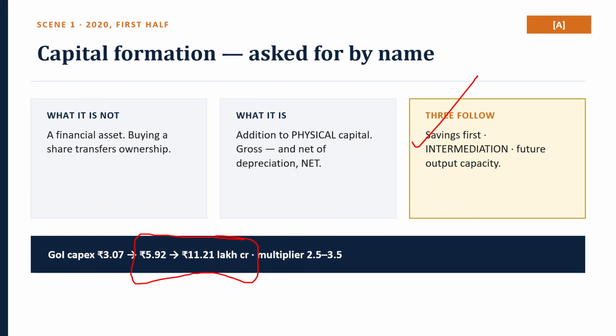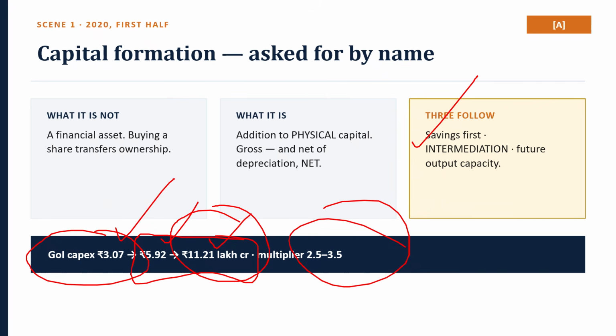And when it puts a multiplier of 2.5 to 3.5 on that spending, it is claiming that a rupee of capital formation returns 2.5 to 3.5 rupees of GDP over the medium term. So Government of India capex: 3.07 to 5.92, then 2025-2026, 11.21 lakh crore. What is the multiplier here? 2.5 to 3.5?